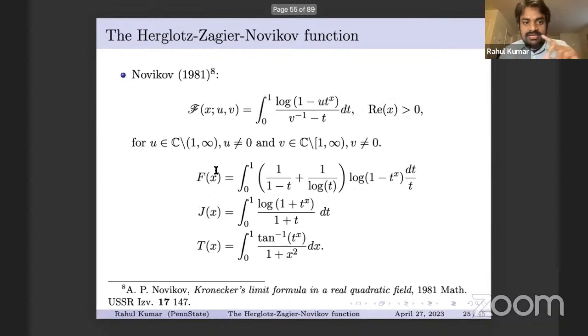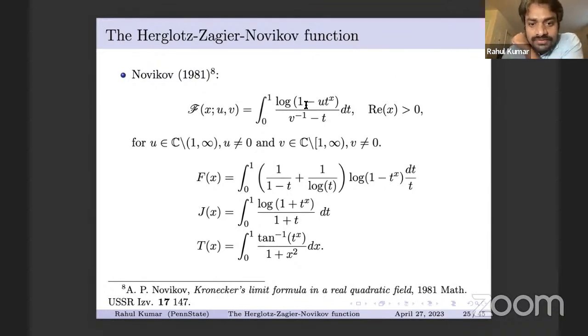So these are the three functions that I mentioned on the previous slide. Let's discuss the relation between these functions. If you take v equal to 1 in this script f function, you will have 1 minus t in the denominator, and then this integral will diverge at t equal to 1. So to have a well-defined function, you have to add and subtract the term 1 over log t. That means Novikov's function is an extension of this Herglotz function. You take v tending to 1 and add and subtract some terms, and then you get the Herglotz function.